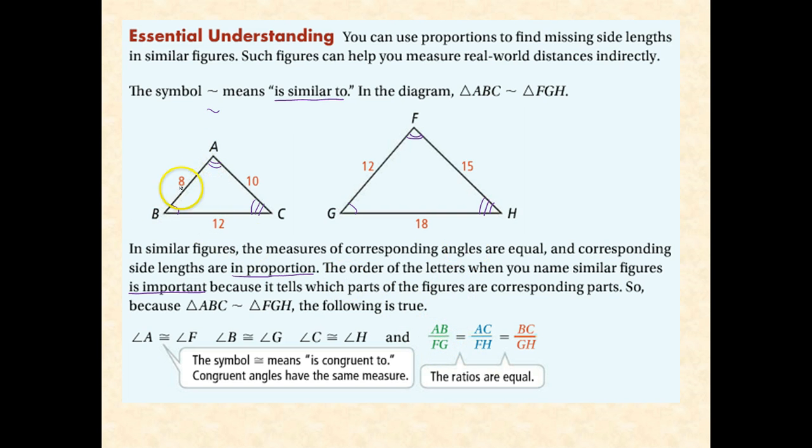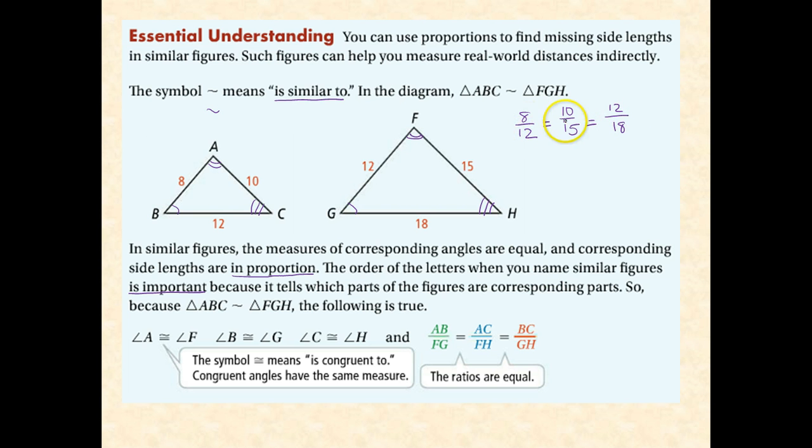The length of segment AB over the length of segment FG is the same ratio as the length of AC over the length of FH, which is the same ratio as the length of BC over the length of GH. Shall we verify? Let us verify. The length of AB over the length of FG is 8 over 12. Does that equal the length of AC over the length of FH, 10 over 15? And are both of those equal to the length of BC over the length of GH, 12 over 18?